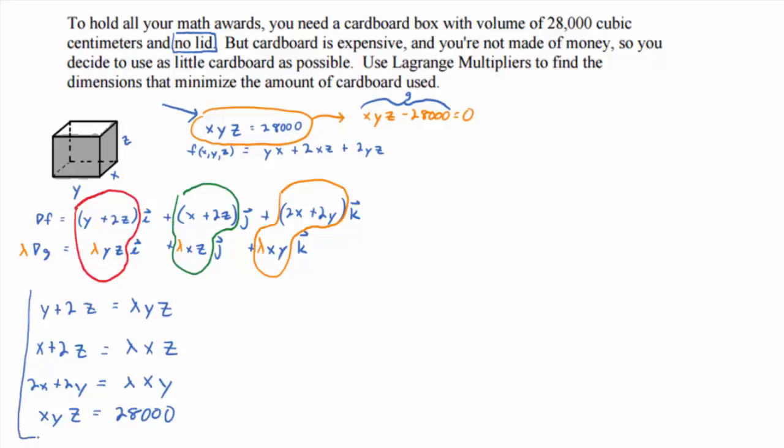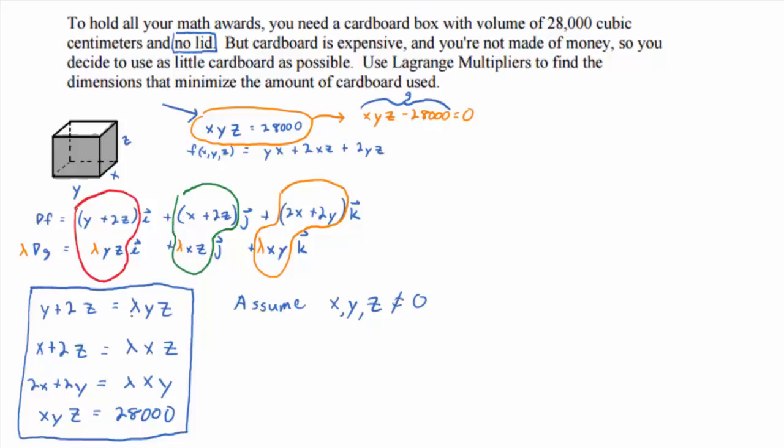So you solve this system of equations, and that will yield one or more critical values that could be your dimensions in this case that minimize the amount of cardboard used. So one assumption I can make immediately, I can assume that x, y, and z, none of them are equal to 0. Otherwise, if one of them were 0, your box wouldn't have any volume. So they have to be non-zero.